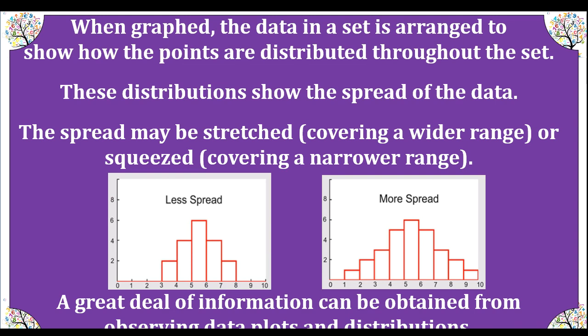So when we graph our data, we can see how the data is distributed. Sometimes it's clustered together, and sometimes it's more spread apart. You can see on these two graphs, the one on the left is less spread, and if we calculated the range, it would be 5. The one on the right is more spread apart, and our range would be 9. So the data on the left is more consistent and more predictable than the one on the right.